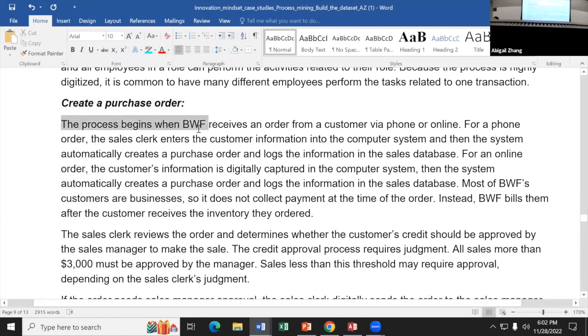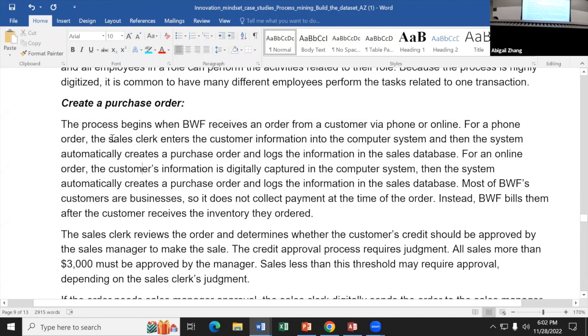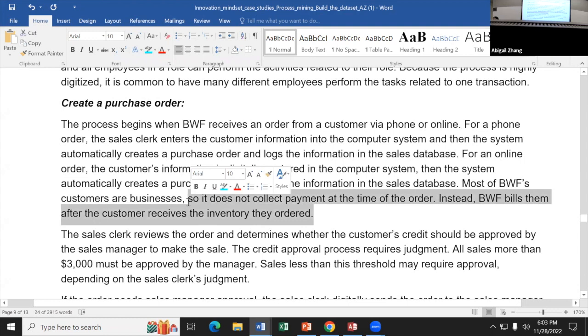The process begins when the company receives an order from a customer via phone or online. If it's a phone order, then the sales clerk will enter the customer information into a computer system, and then the system will automatically create a purchase order. For an online order, the customer's information is digitally captured in the system, and then the system automatically generates the order. And because this is a business-to-business company, they sell products to businesses. So in this case, usually the sales is made on credit. That means that the customers get the product first and then they pay.